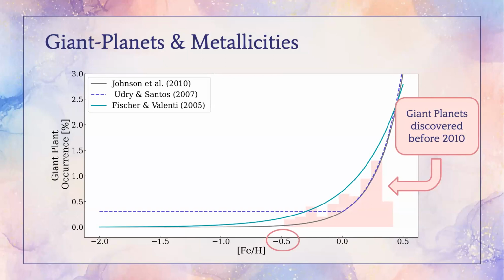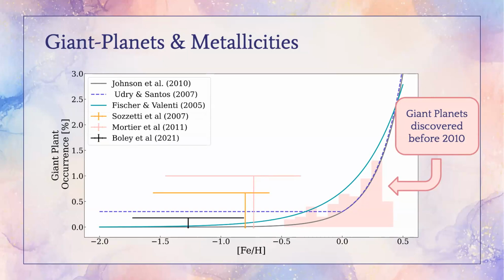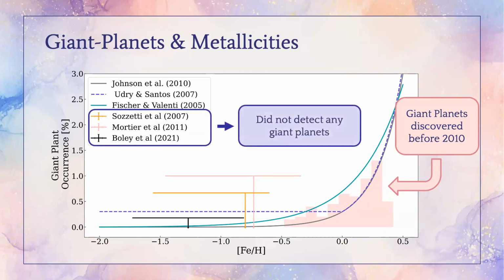we create these surveys. Several different studies ended up trying to constrain this more metal-poor region, including one of my own works that looked at hot Jupiter occurrence rates around halo stars. But what's important to note about these studies is that we did not detect any giant planets. So these are great upper limits. And with my previous work, we were even able to rule out one of these models.